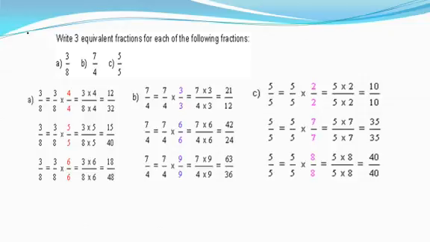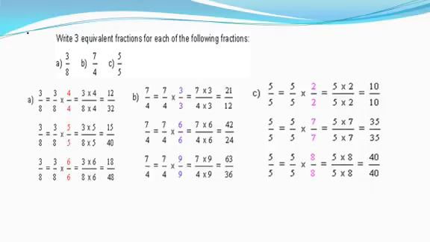And the next, 7 over 4. When you multiply the numerator and the denominator by 3, you get 21 over 12. When you multiply by 6, you get 42 over 24. When you multiply by 9, 63 over 36. So we get the equivalent fractions of 7 over 4: 21 over 12, 42 over 24, 63 over 36.